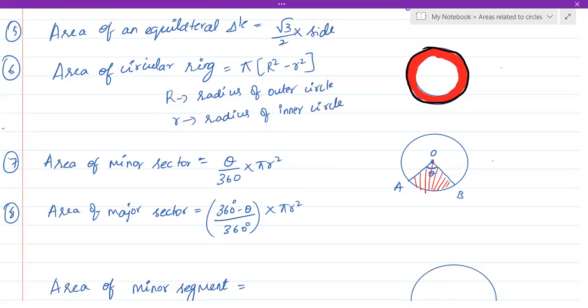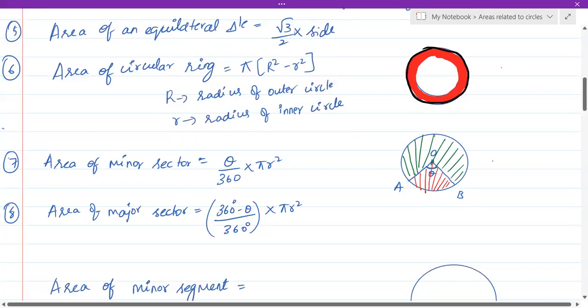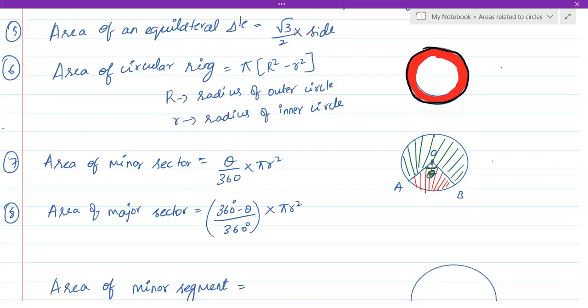Remember, they have given this angle, but we are trying to find the area of major sector. Let me shade it in green color. This area, okay. So the formula remains the same, theta by 360 into pi r square, but theta is in the minor place. The value that they have given is in minor place. So we have to find this angle actually, which I'm tracing. How do I find it? Reflex angle, right? So the total is 360. If you subtract theta, you will get the reflex angle. So that's why we take 360 minus theta by 360 degree into pi r square.